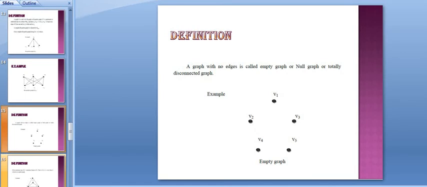This one is a disconnected graph. A graph with no edges, or the edge set is empty, is called an empty graph or null graph or totally disconnected graph.